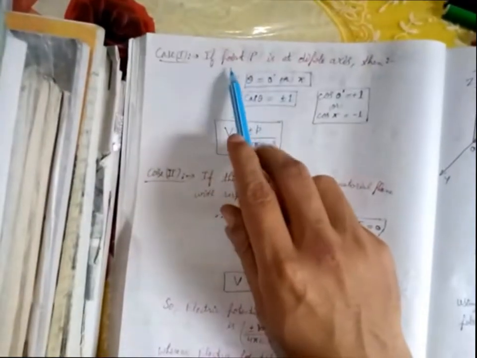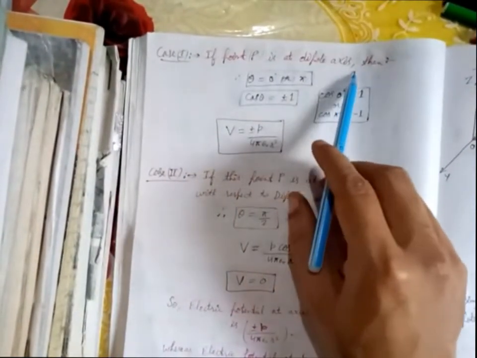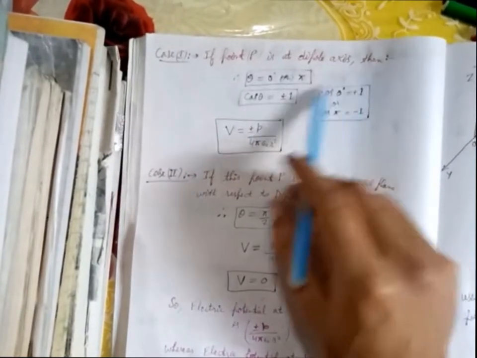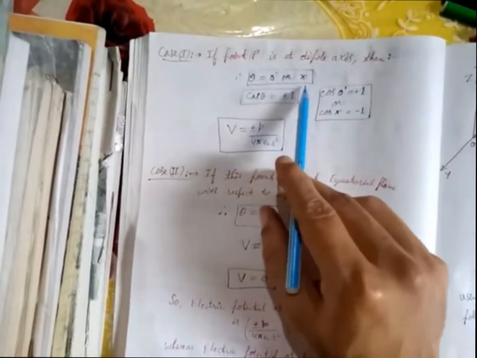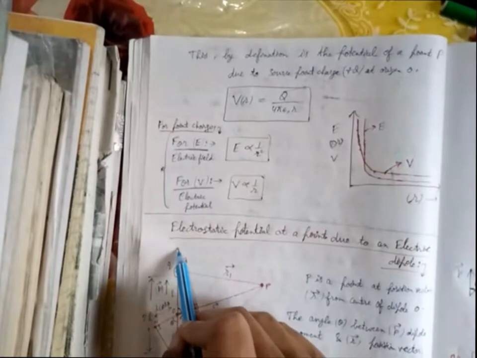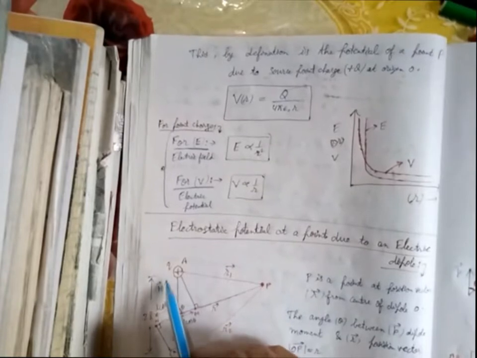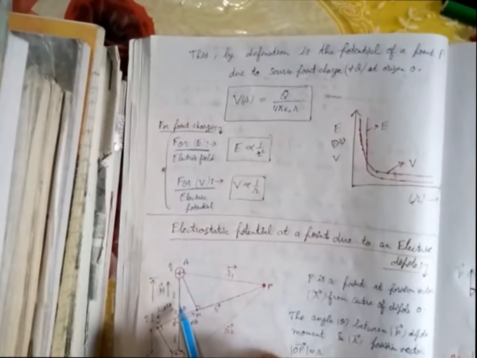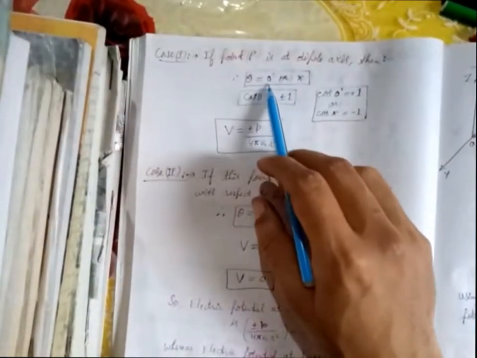Case 1 is if the point is at the dipole axis. It means if the point is on the axis of the dipole, then theta will be either 0 or pi. If this point P is on this dipole axis, then the angle between the direction of the dipole moment vector and the direction of the position vector of P will be either 0 or 180. So theta will be either 0 or 180.